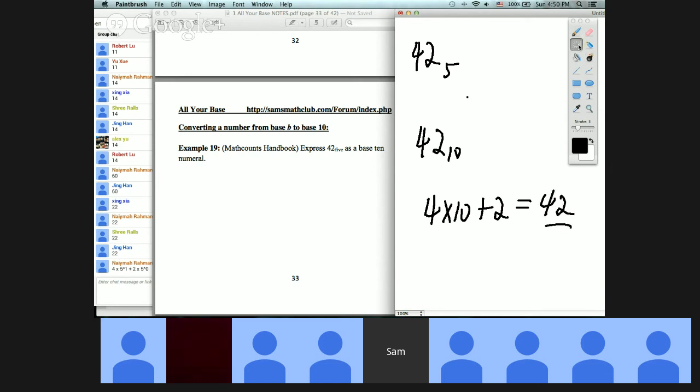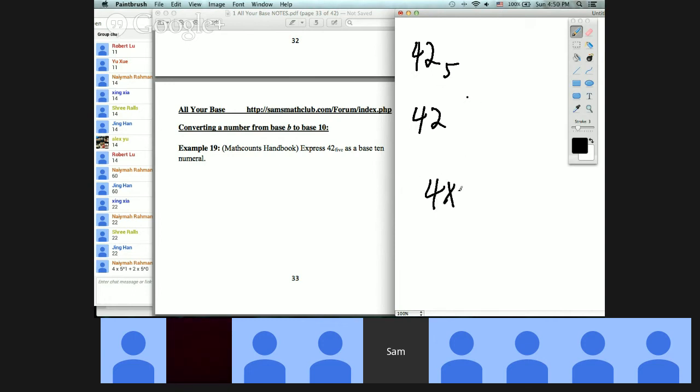Now you're using base 5, though. So since you're doing 42 base 5, instead of multiplying by 10, now you have to multiply by 5. Remember, initially you multiplied by 10, now it's base 5, so you multiply by 5, and then plus 2. So it equals 22. Nice job down here. That's a good explanation: 4 times 5 to the power 1, 2 times 5 to the power 0.